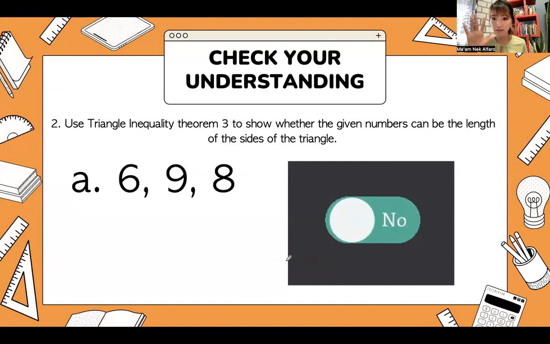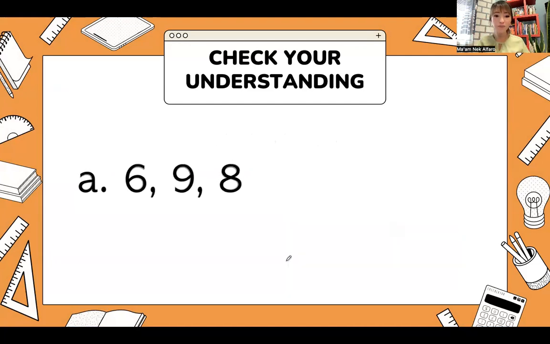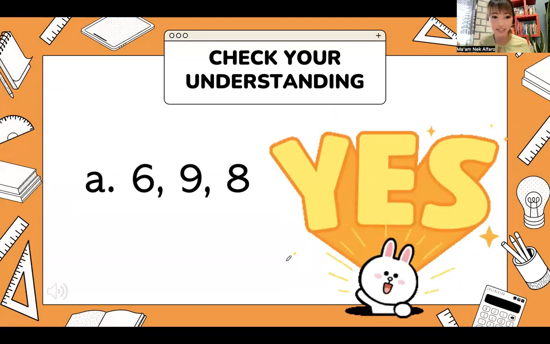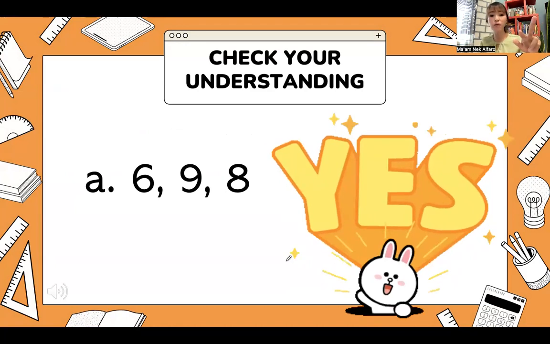I'll give you 5 seconds. 5, 4, 3, 2, 1. Correct answer? Yes, that is a triangle. If you add 6 and 9, we have 15. 15 is greater than 8. 9 plus 8, 17. 17 is greater than 6. And 6 plus 8 is 14. 14 is greater than 9. Those are true statements. So therefore, it forms a triangle.